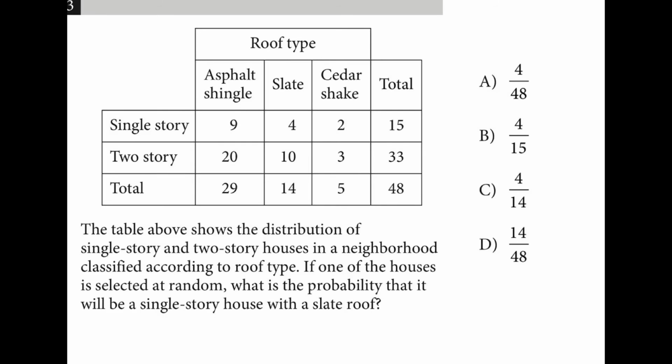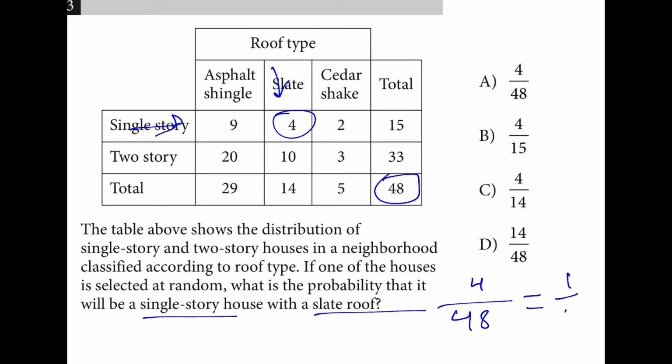If one of the houses is selected at random, so out of the 48 on bottom, what is the probability that it would be a single story with slate roof? So single story slate is 4 out of 48, and we could also reduce that if we wanted to 1 out of 12. But it doesn't look like they do.